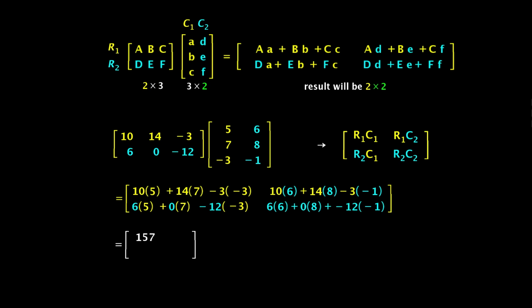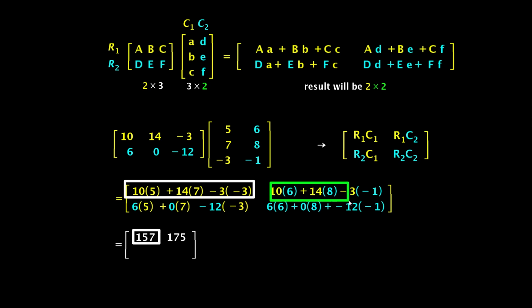So I just color code it. All these values, that value is supposed to be 157. And all these values, 10 times 6 plus 4 times 8 with the -3, -1, will be 175. All these values, if we simplify, it's a very simple addition, but we need a calculator. It will be 66 over here.